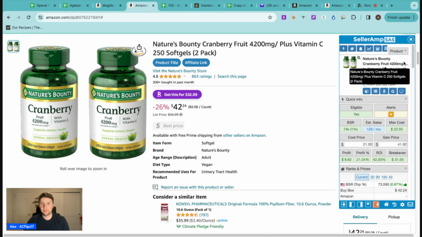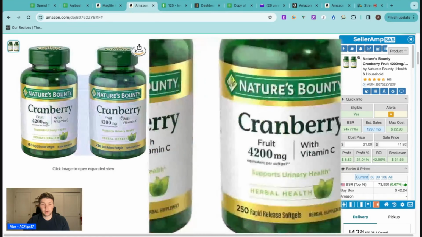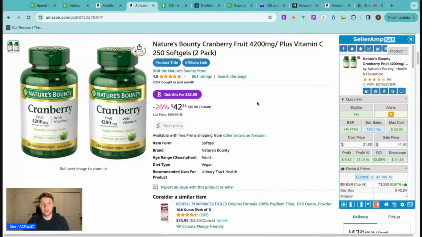So first thing we see is Seller Amp here. That's the data that's given to us right at the beginning here. I find it super helpful to have it right in vision of the product, right? We want to see what product we're looking at here. If it's a variation listing, we want to know all the variations, see the ones here.